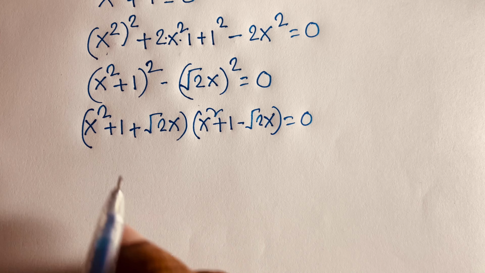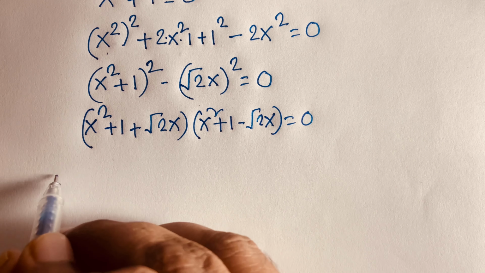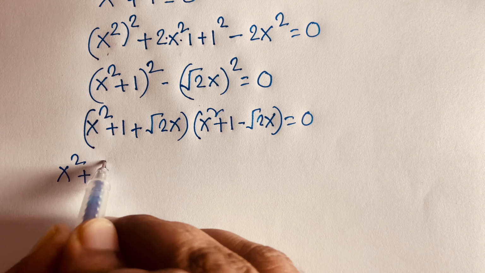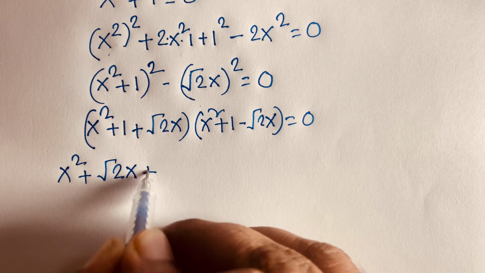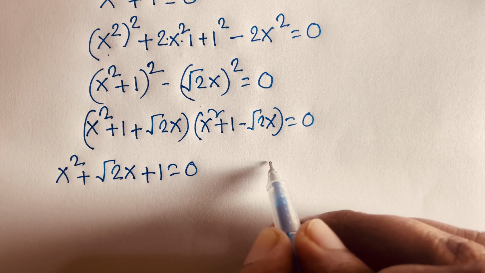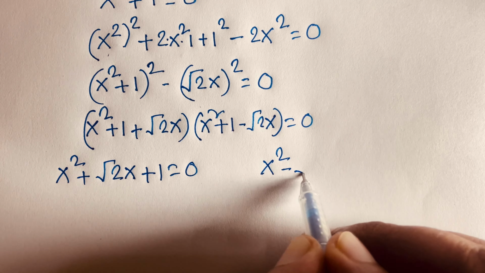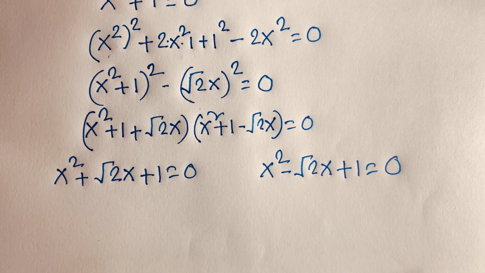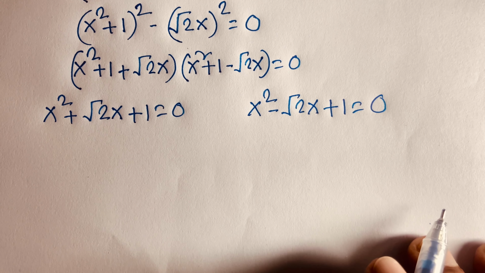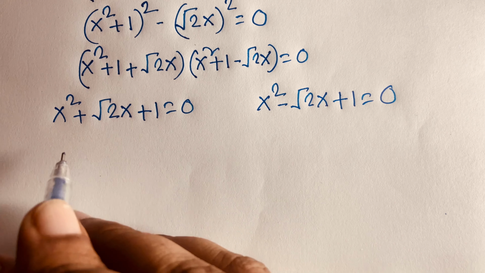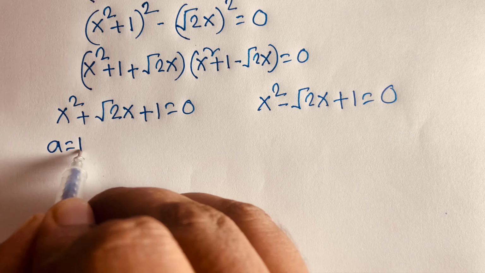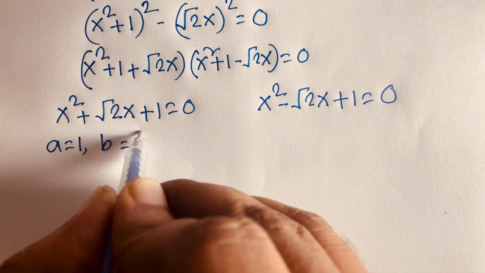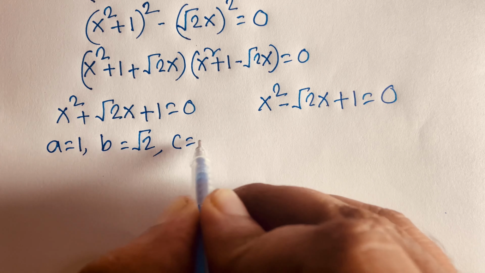Then I can say easily here are two terms. Our first term is x² + √2 x + 1 = 0. Another case we find out here is x² − √2 x + 1 = 0. Then it is a quadratic equation. So in this case I can say a = 1, b = √2 and c = 1.